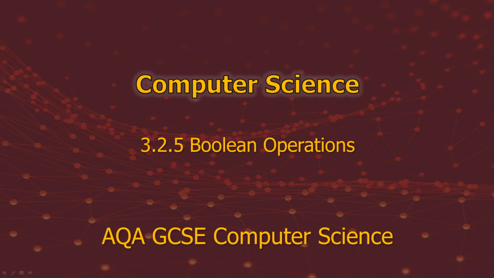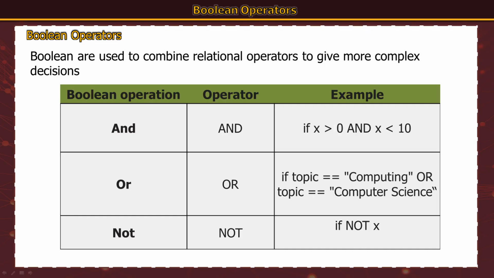In this video, we're going to be looking at Boolean operators for AQA's GCSE in computer science. There are three Boolean operators that you'll need to be aware of, and you need to be able to use them when programming. They are AND, OR, and NOT. Boolean operators can be combined together or used alongside relational operators to build complex Boolean expressions.